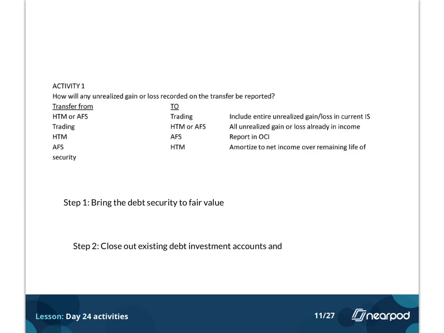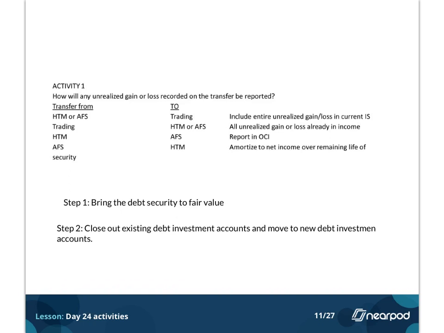And move to new debt investment accounts. Okay, so now whether you close it, I mean, obviously you wouldn't close it if you still had some investments in there. So this is the idea that you're totally getting out of one. But that's what you do. So this chart is basically showing you where the unrealized gains that you would have to recognize when you brought something to fair value, where would they go? Right, so that is what's happening in this chart. So I will leave that for you to look at.